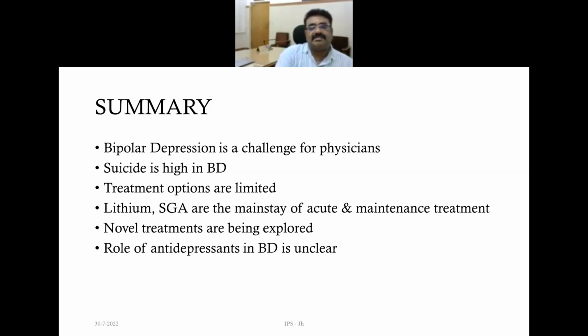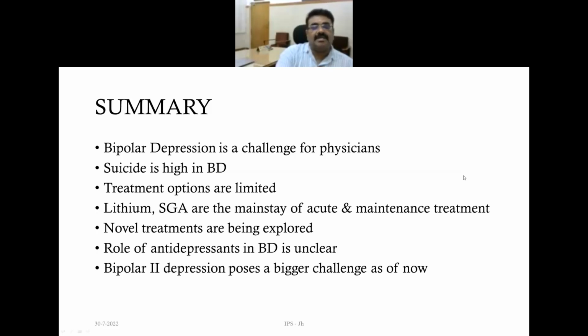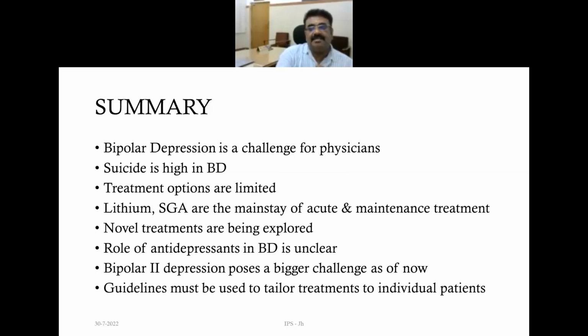The role of antidepressants in bipolar disorder is unclear, but of course, if you're using an antidepressant, make sure you're using it under the cover of an adequate dose of a mood stabilizing drug. Bipolar 2 depression poses a bigger challenge as of now because the treatment options are far more limited. And like I said earlier, guidelines must be used to tailor the treatments to individual patients.